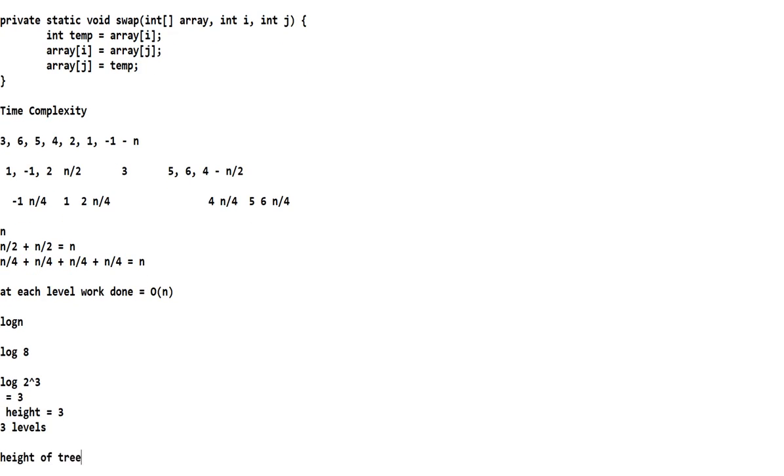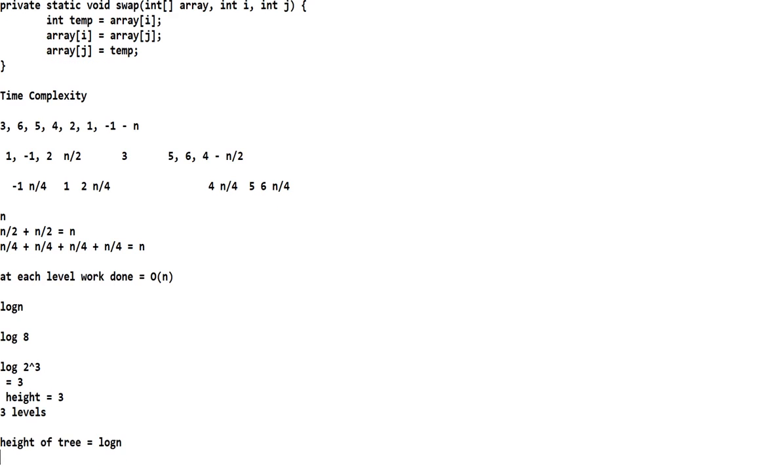The height of the tree is equal to log n, and at each level we are doing n work. So the total time complexity is equal to n times log n, so it's big O of n log n. That's the total time complexity.